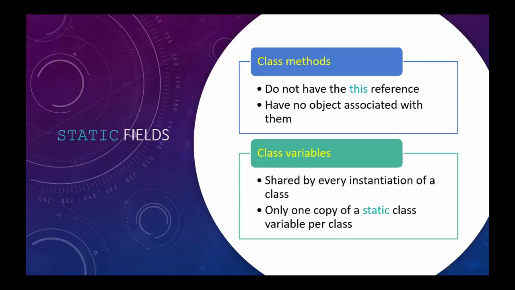Let's revisit looking at static again. So in class methods that don't have any this references, or if they don't have any objects associated with them, you should use static. With variables, on the other hand, if a variable is shared by every instance of the class, it should be static. Okay, what that means is that only one copy of a static variable is available per class, not per object.